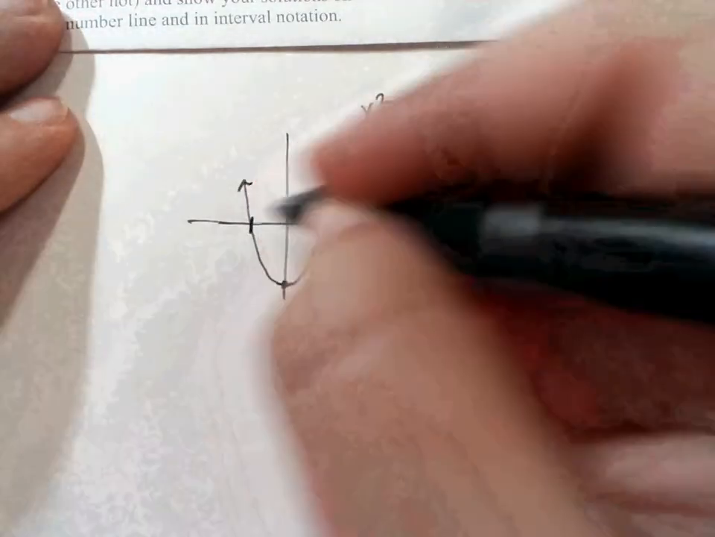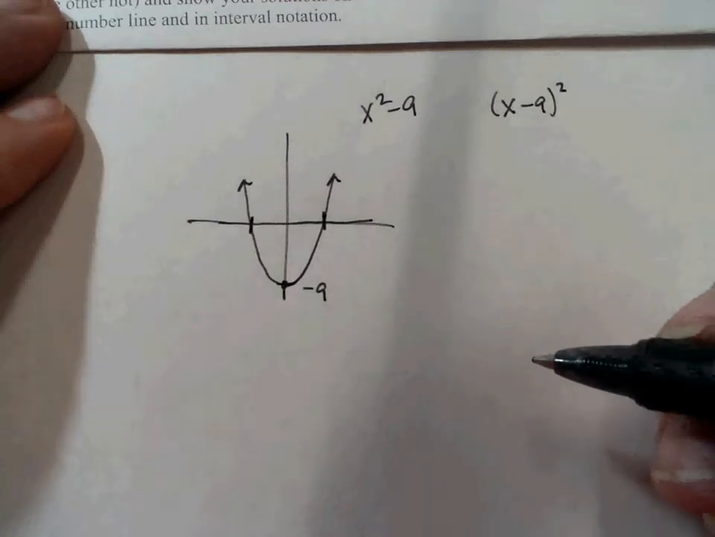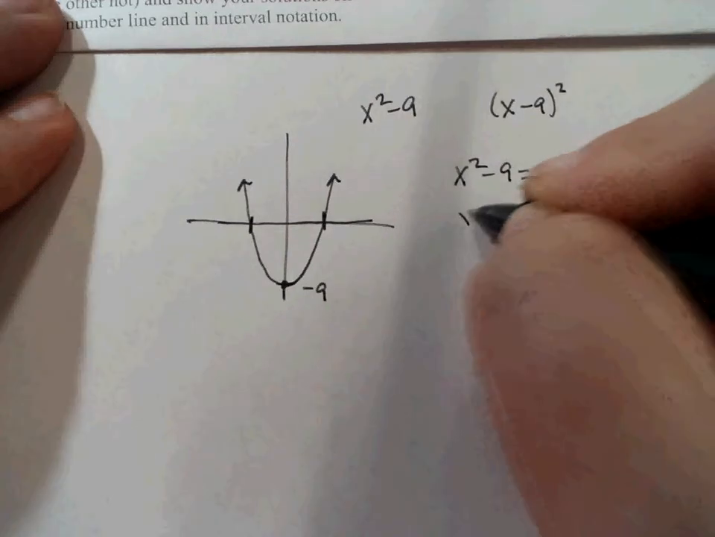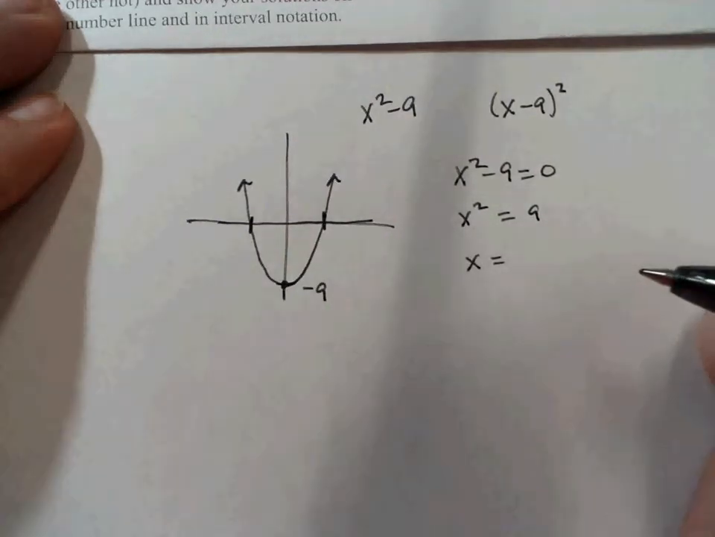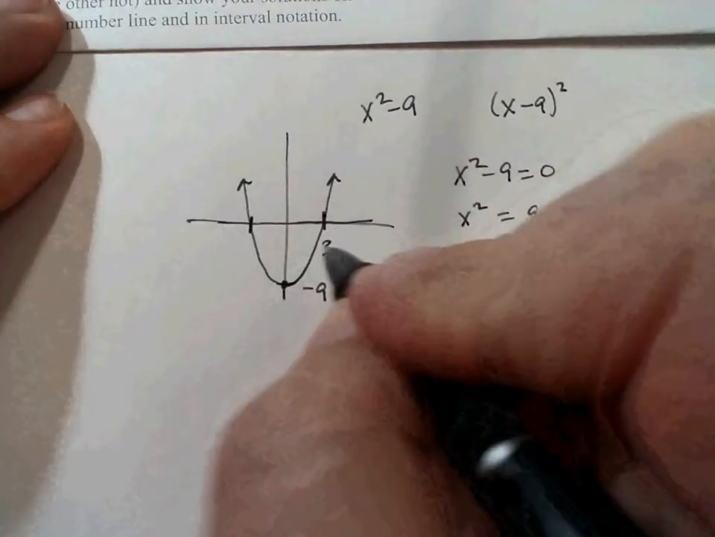And can you guys tell me where it crosses the x-axis? Yeah, and just remember you're solving for when it equals 0, so x squared equals 9, add the 9 over, and then when you take a square root, how many answers do you get? 2. You get plus and minus 3, right?